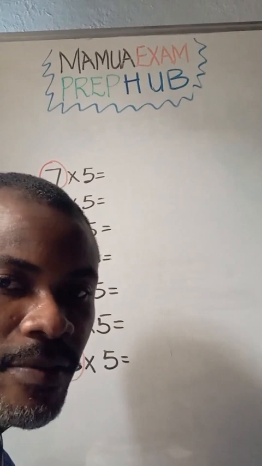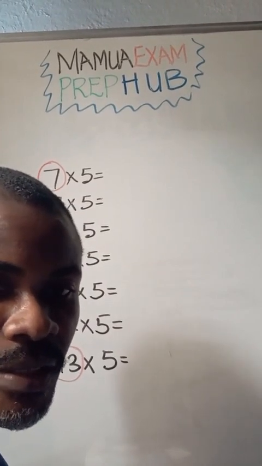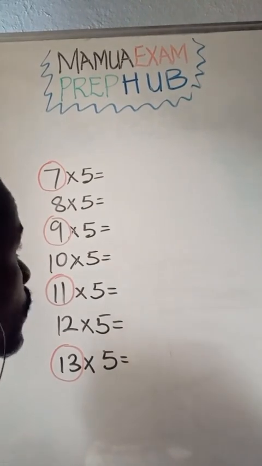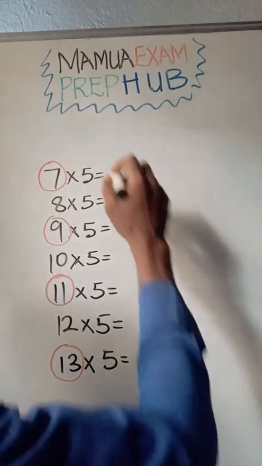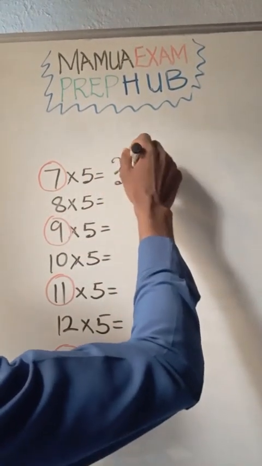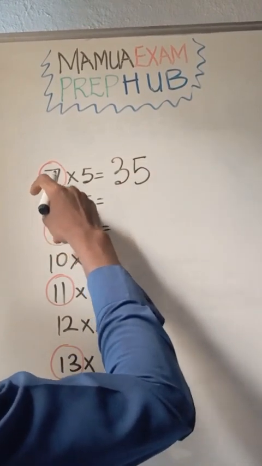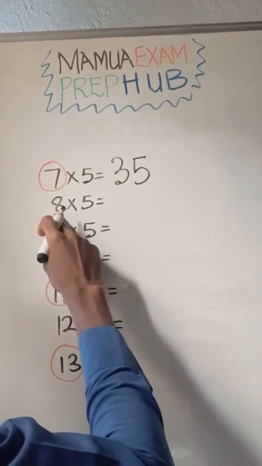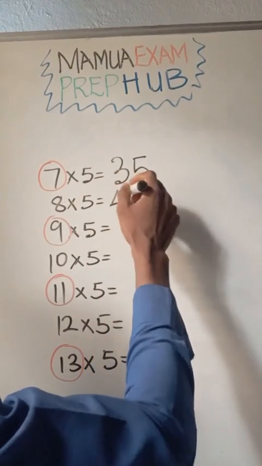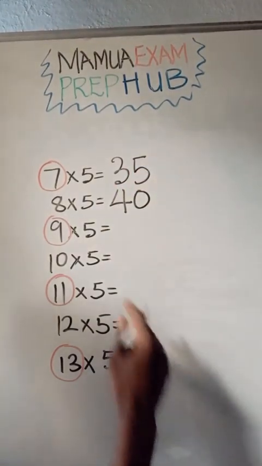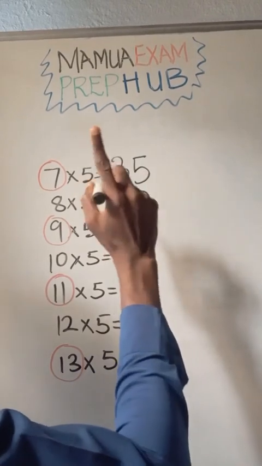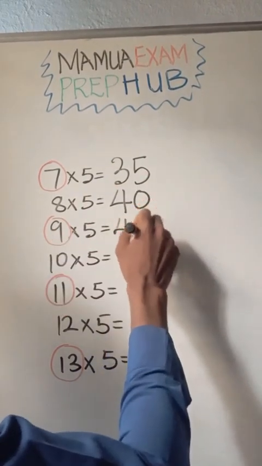Alright, for the next set of numbers, we have 7 times 5, 8 times 5, and so on to 13. So, for the 7, if I divide 7 by 2, it's 3, remainder 1. That one becomes a 5. Also, 7 is an odd number. 8 times 5. Divide the 8 by 2, we have 4. There is no remainder, so end it with a 0. 9 times 5. Divide 9 by 2 is 4. 1 remains. 9 is an odd number, so it ends with 5.